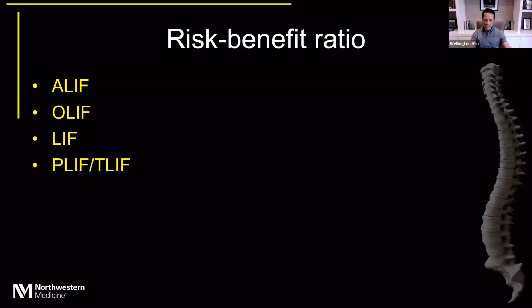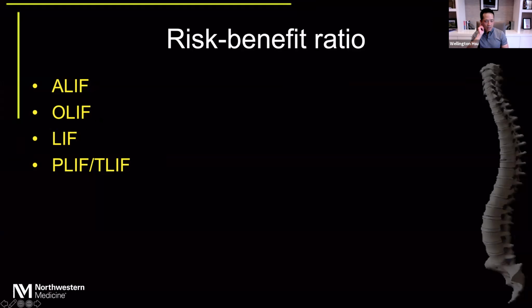Okay, so what I want you guys to take away from the talk is that there's always a risk-benefit ratio for any of the interbodies that we decide to do for patients. And that goes for anterior, oblique, which we're not going to talk a lot about, lateral, and then finally the posterior interbodies.